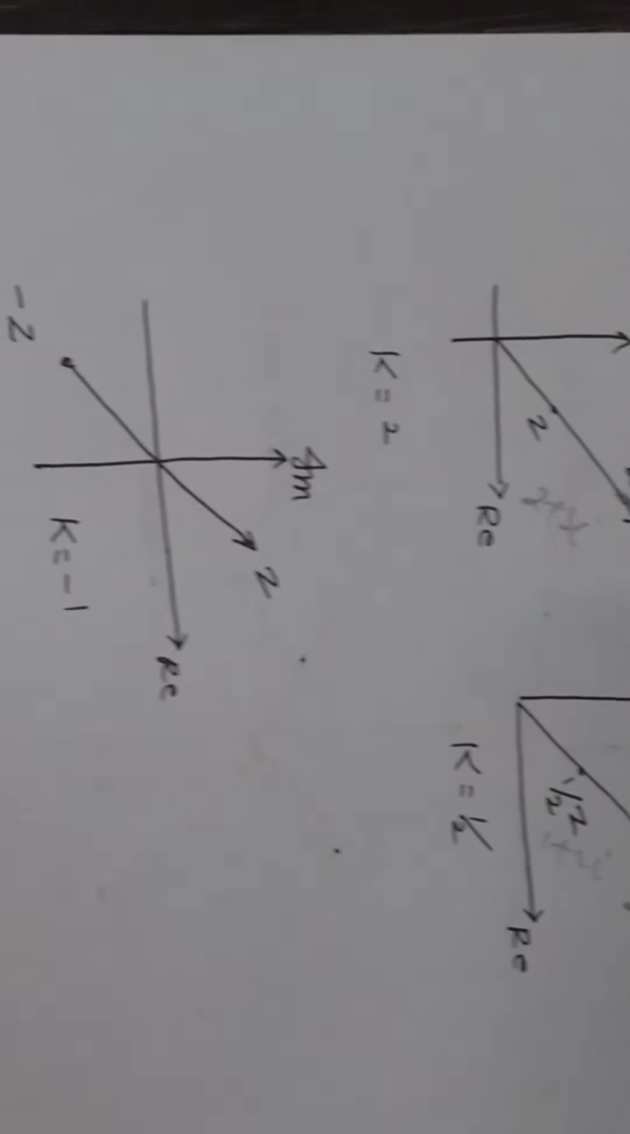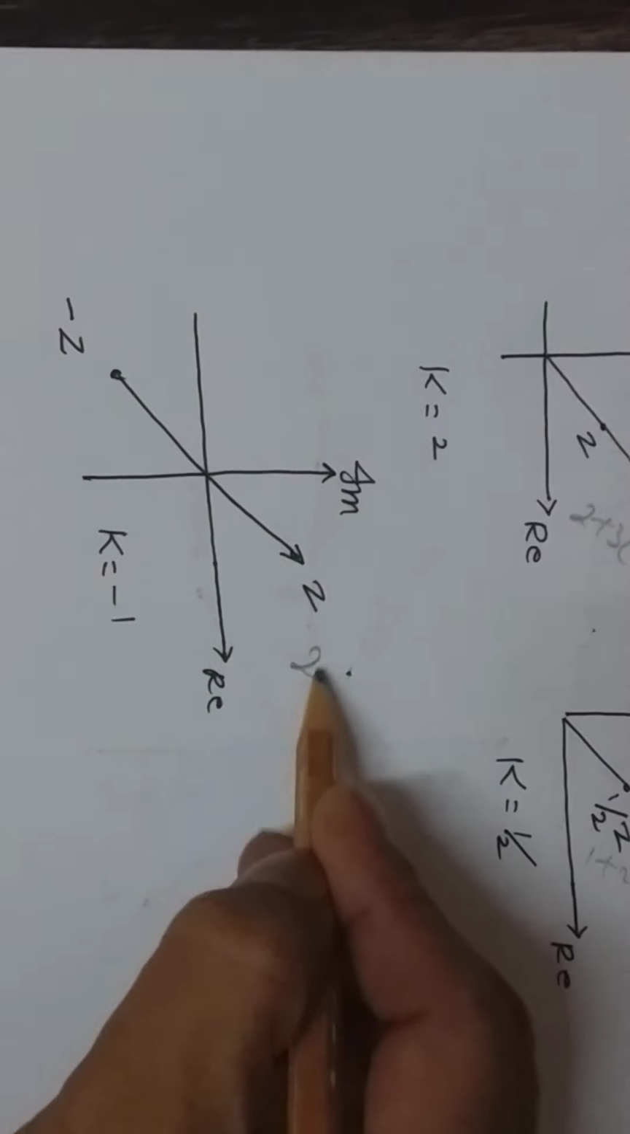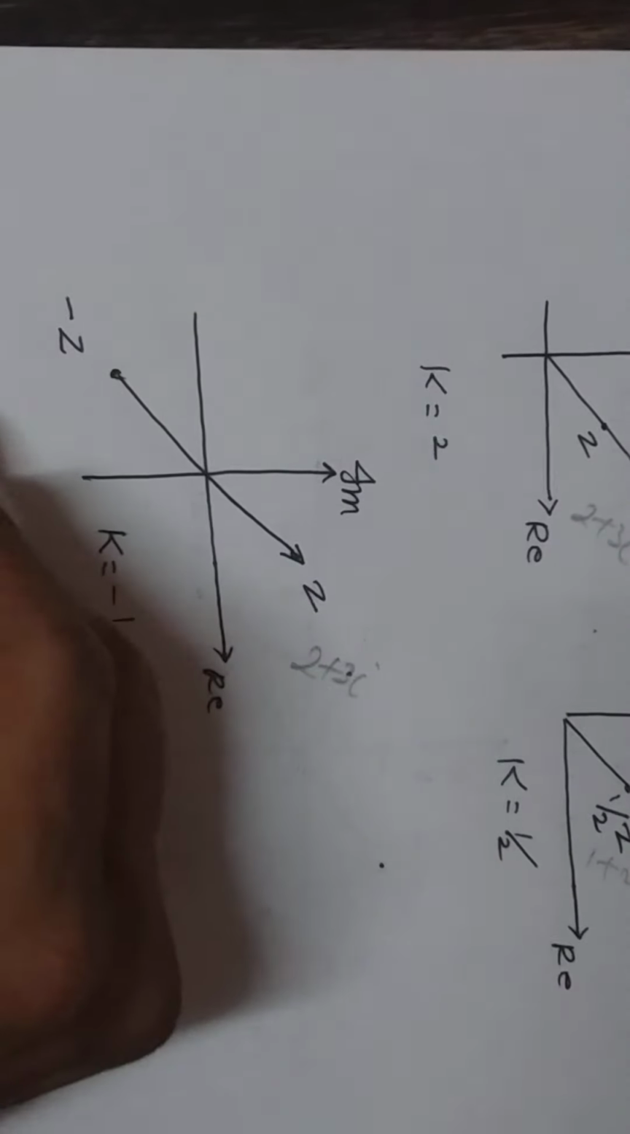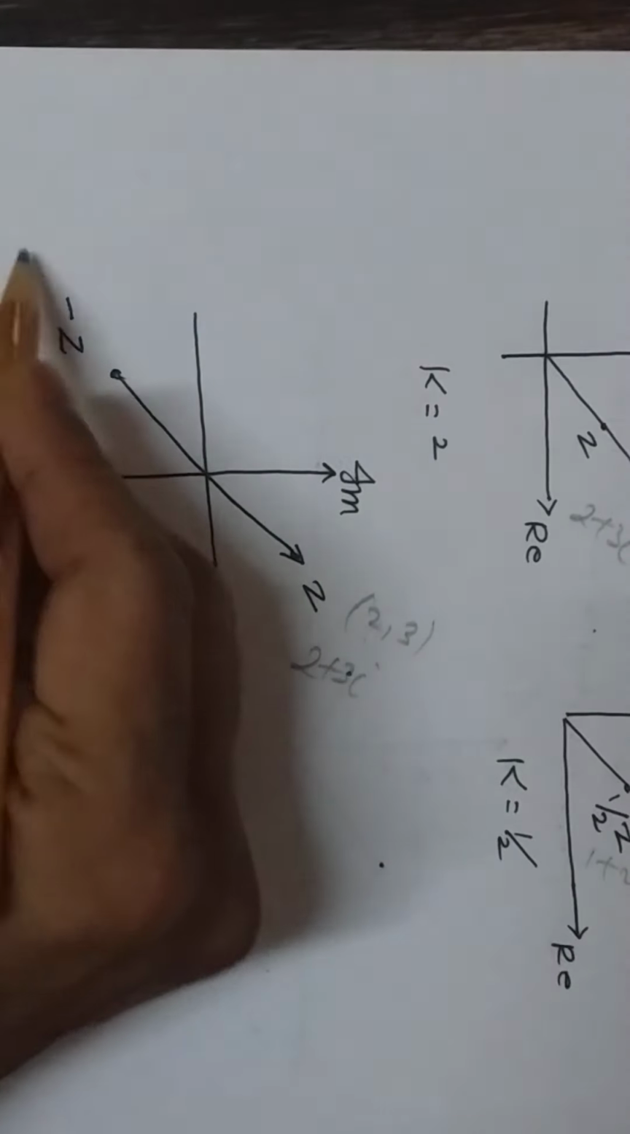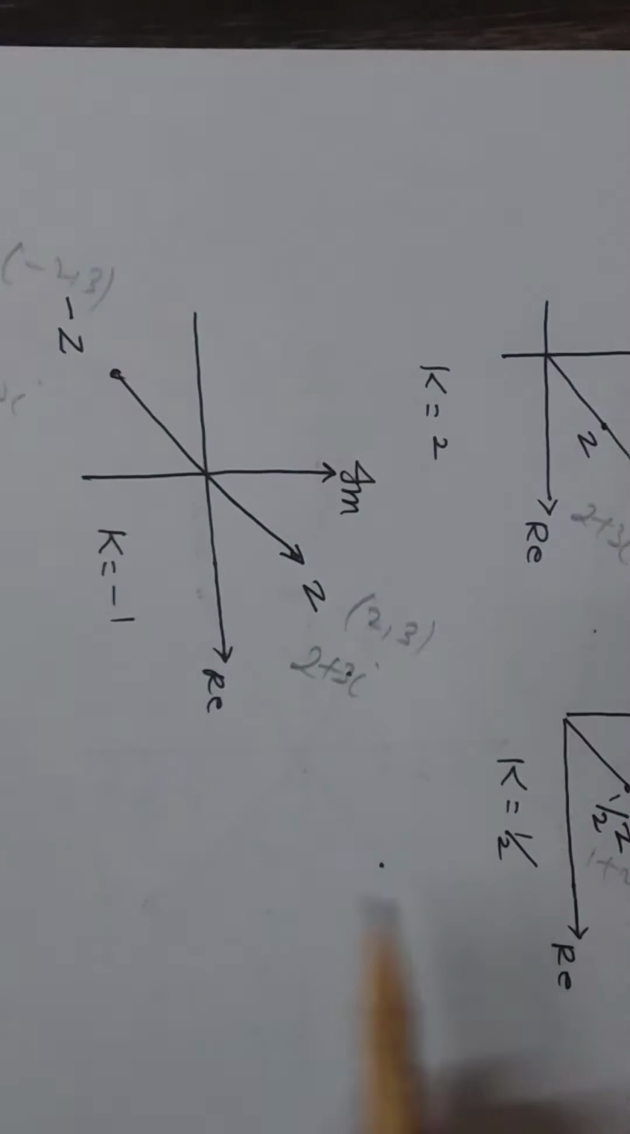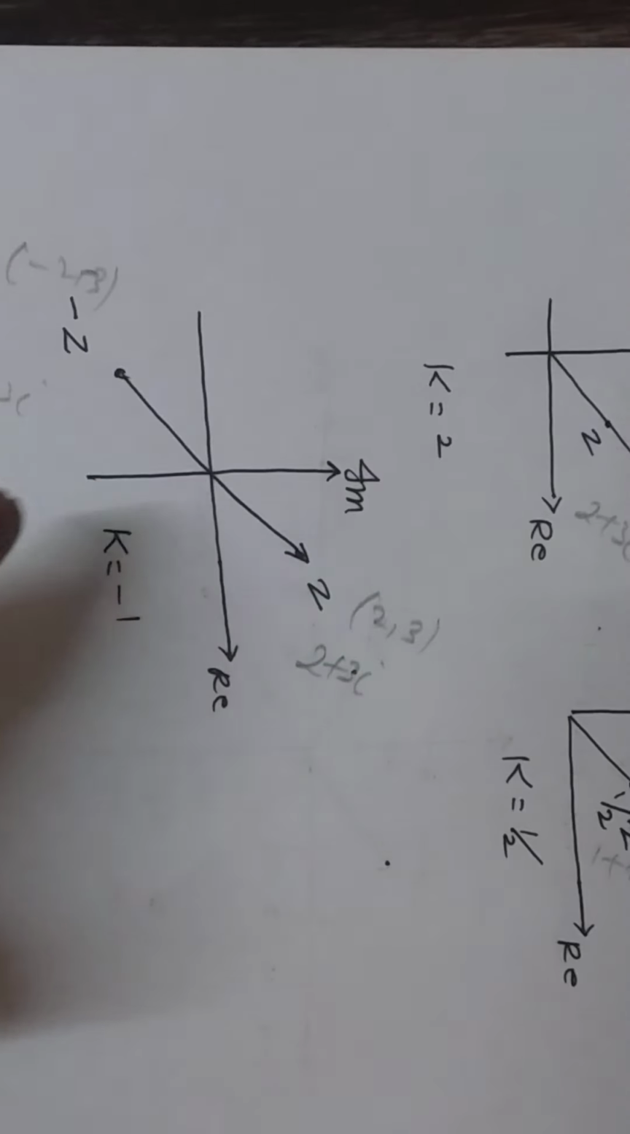Next one is minus z. If z is 2 plus 3i, what is minus z? Minus 2 minus 3i. Suppose this lies in the first quadrant, this will lie in the third quadrant, because it is opposite to 2 comma 3. So 2 comma 3 is the first quadrant, which means the third quadrant is minus 2 comma minus 3. So this is minus 3. Okay. So if you multiply with minus 1, z will come under the third quadrant. Okay. This is very simple. There is not that much preference given to this one. Next part is very important.